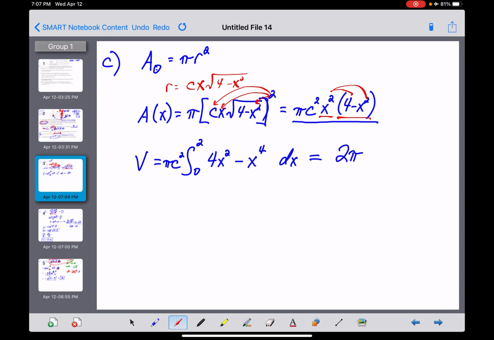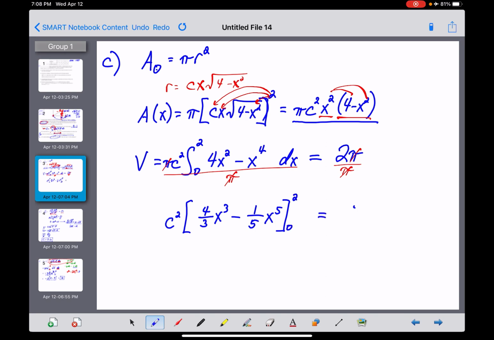The one thing I'm going to do right now, though, real quick, is just divide both sides here by pi. That'll just allow me to cancel that, and the pi here are gone. So now we're going to end up with c squared, and let me start a bracket now. Antiderivative of 4x squared is going to be 4/3 x cubed, minus the x to the fourth now anti-differentiates to 1/5 x to the fifth, all of which gets evaluated from 0 to 2, and all of that has to equal 2 now that we've divided the pi out.